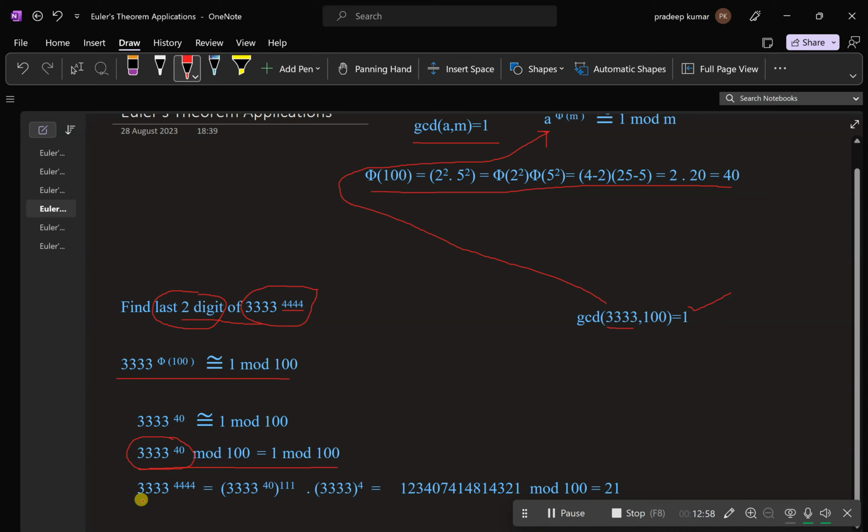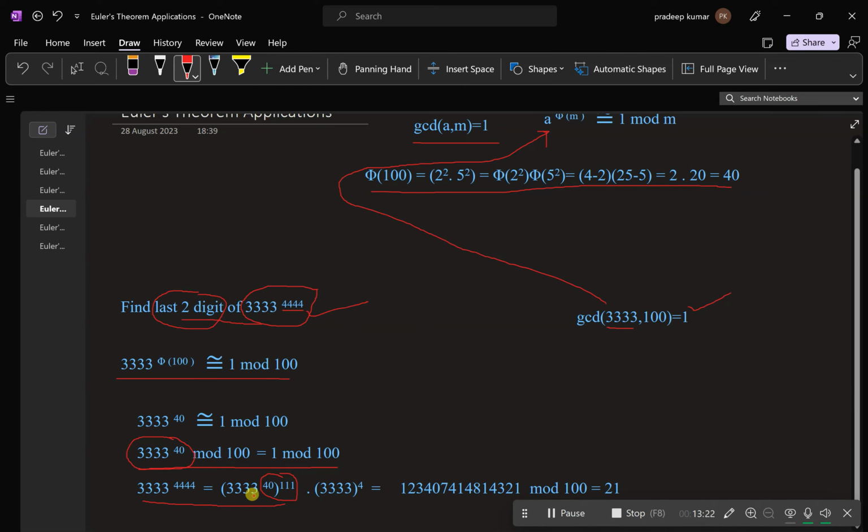See here, this is what we'll do. We'll express it like this: if you multiply 111 into 40, what will you get? You'll get 4440. So how much is remaining? If you subtract 4440 from 4444, you'll get 4. So if you add the powers, you'll get 4440 plus 4, which is 40 times 111 plus 4, isn't it?